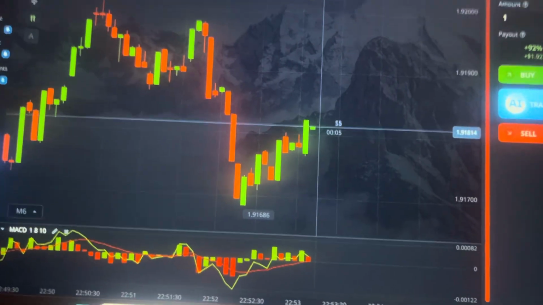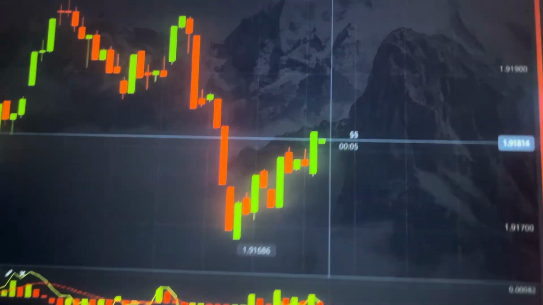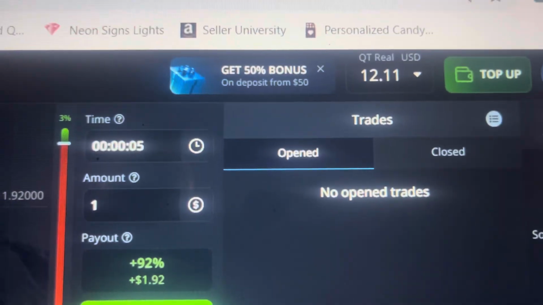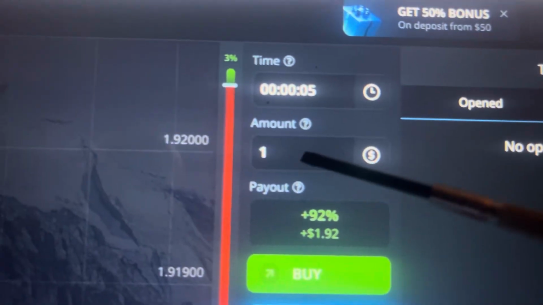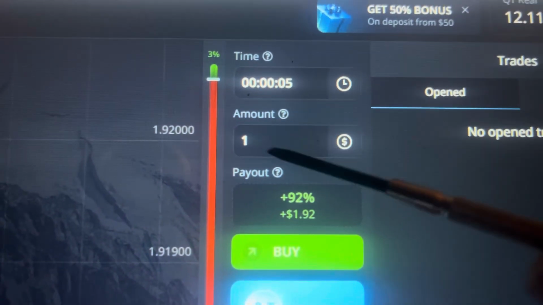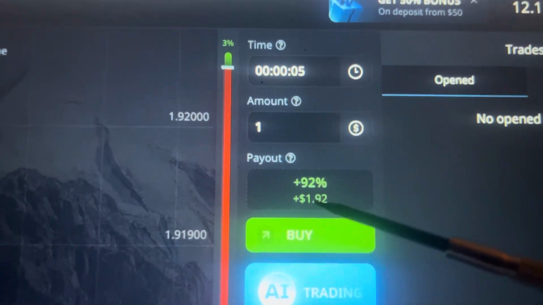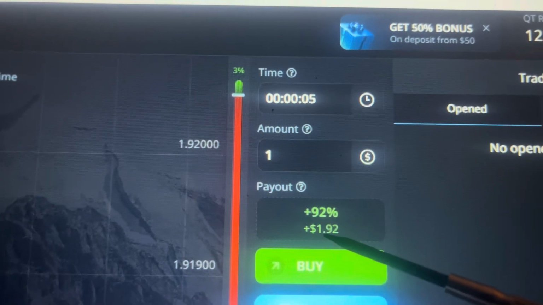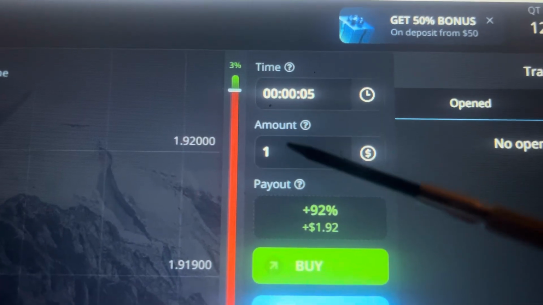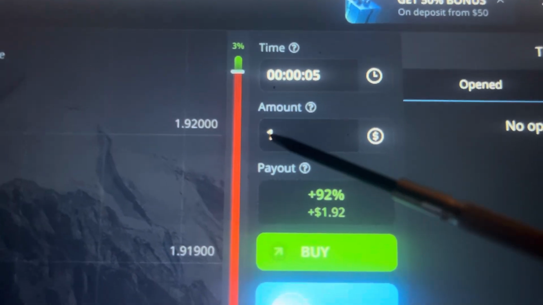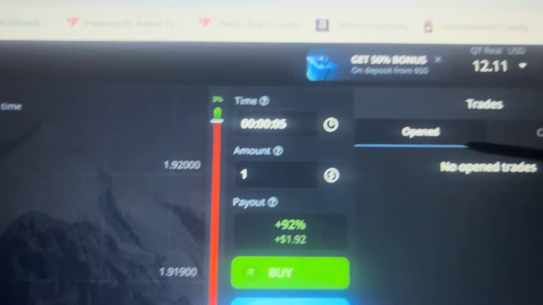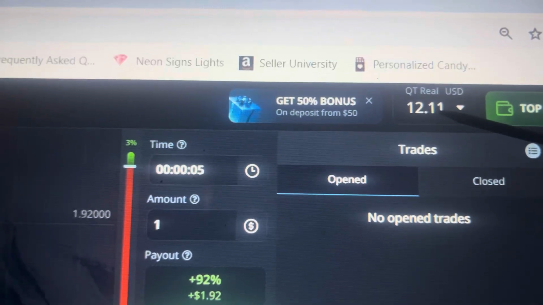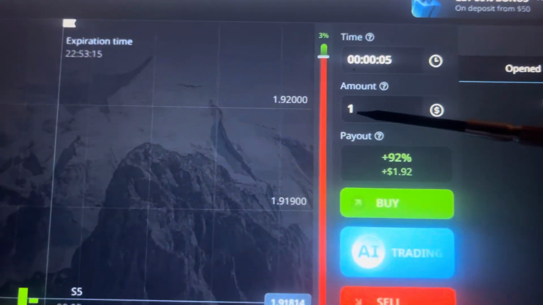Okay, this strategy here, I'm using the real money up on here, but I'm only using $1 positions. So every time you get it right, it will come to $1.92, because it's giving you 92% of that dollar. I'm just putting this at 12. Right now I'm starting at $12.11. And I always advise to start off small.